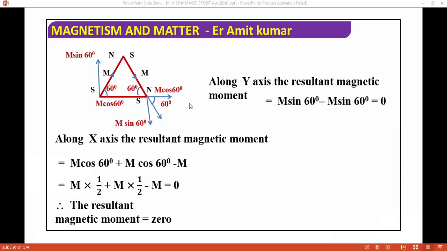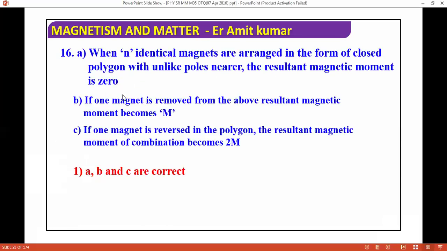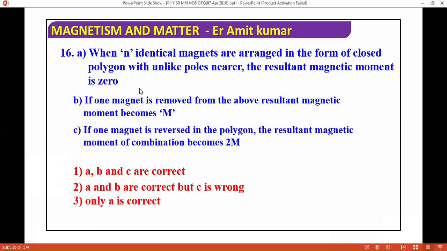Next question: when n identical magnets are arranged in the form of a closed polygon with unlike poles near each other, the resultant magnetic moment is zero. The question is talking about the resultant magnetic moment being zero. Next, if one magnet is removed, the resultant magnetic moment becomes M. If one magnet is reversed in the polygon, the resultant magnetic moment of the combination becomes 2M. The options are: A, B, C correct; A and B correct and C wrong; only A correct; only A and B correct, C wrong.